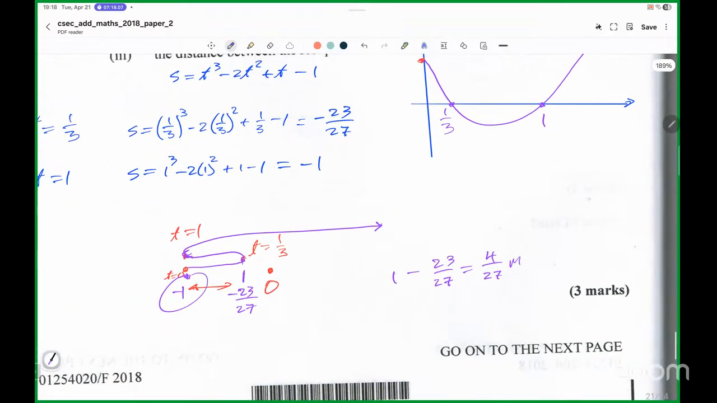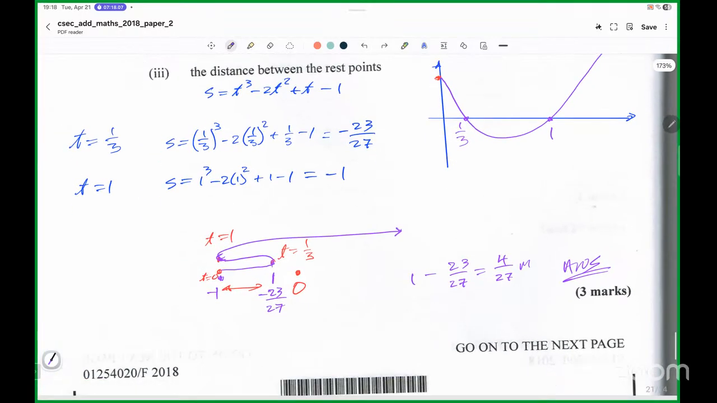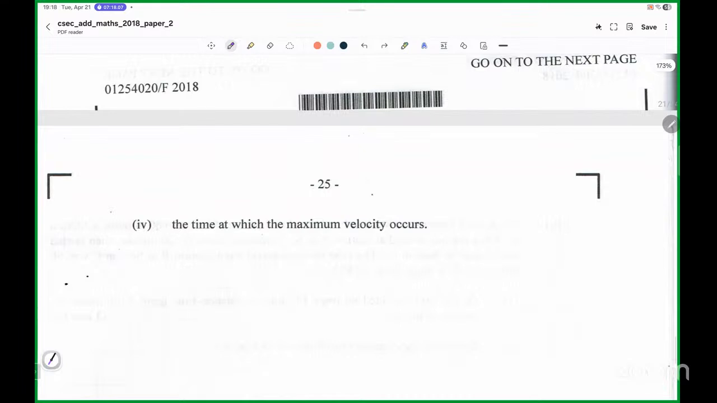So this is the answer right here, the distance between -1 and the negative value. But basically just 1 minus 23/27 is the distance traveled in that interval. We could also work out the here and the here by integrating. All right. What is the time when the velocity is maximum?